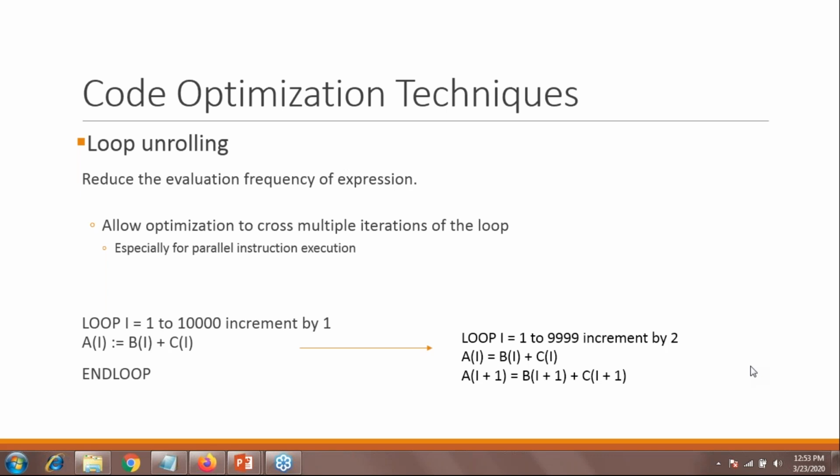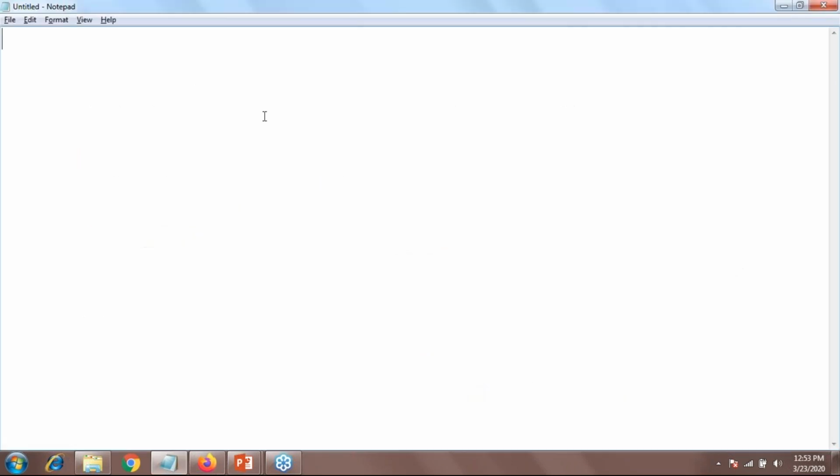Okay, can't we increment by 3, 4 or more instead of 2? Why just 2? Okay, I'll just take the example with 2. If you want, you can increment with 3. But if you want to increment with 3, then you just need to add one more statement over here, that a of i plus 2 equals b of i plus 2 plus c of i plus 2, something like this. Or maybe you can do something like a of i plus 1 equals b of i plus 1 plus c of i plus 1. Right, now I'm okay. You got it?